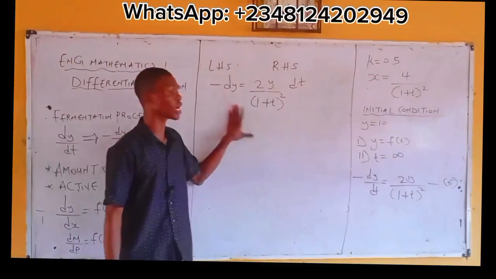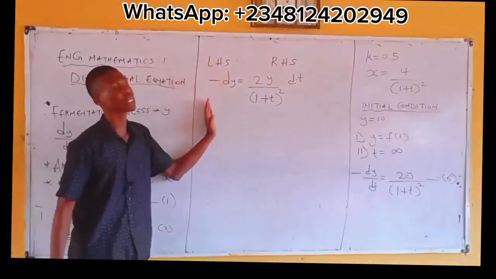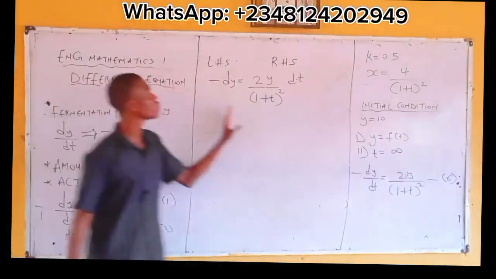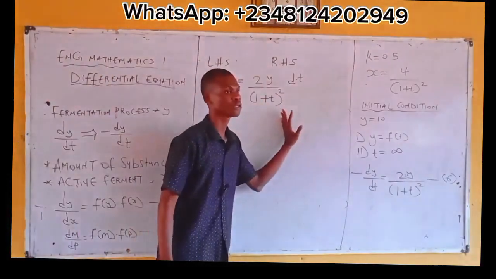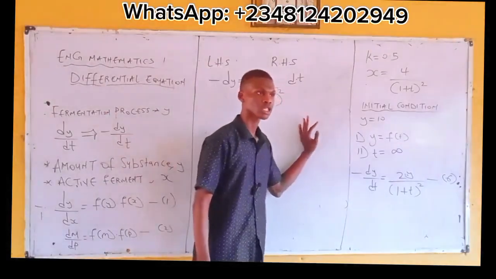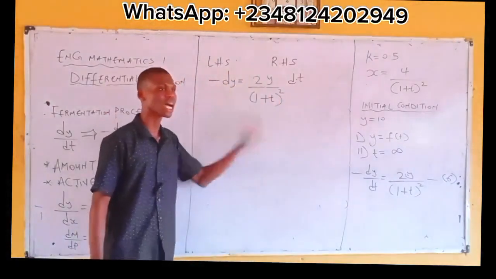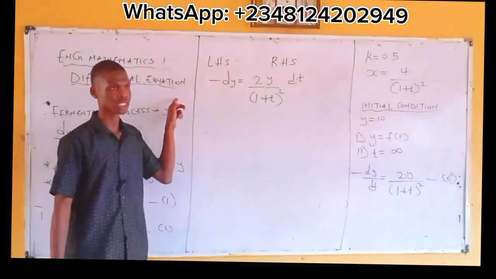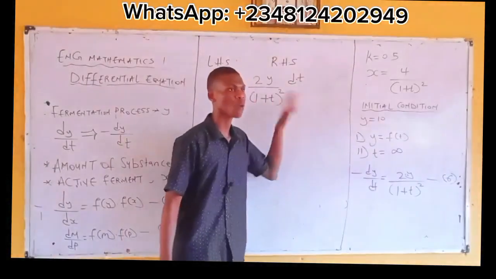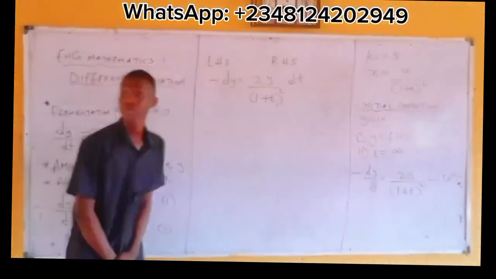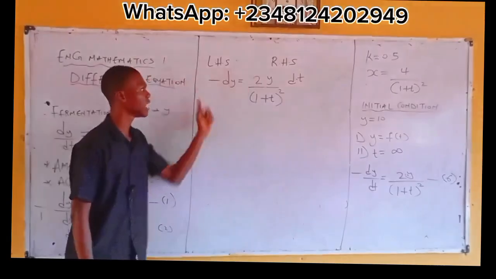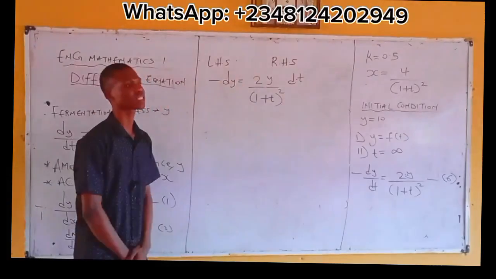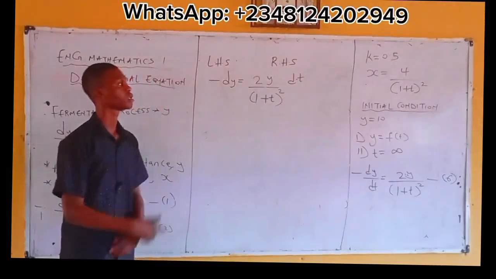You already know your task now. The task is either you make this left hand side to be the function of y or t, or you make this right hand side to be the function of y or t. Anyhow you do it. Just know that the left hand side has one of the functions, either y or t. Similarly, the right hand side, either y or t. Now, observe. It is easier if we express the left hand side as the function of y.